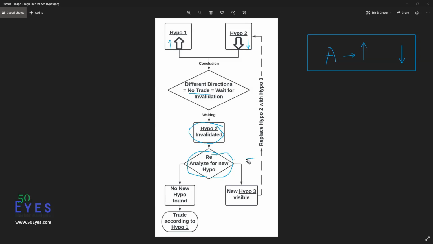At this point, either the market will give us a new possibility, right? If it does give us a new possibility, we will take that new possibility, which in this case is being called hypothesis 3. We will replace hypothesis 2 position with 3, and we will do the whole analysis again, right? If there is no new possibility, then of course we are just left with hypothesis one, right?